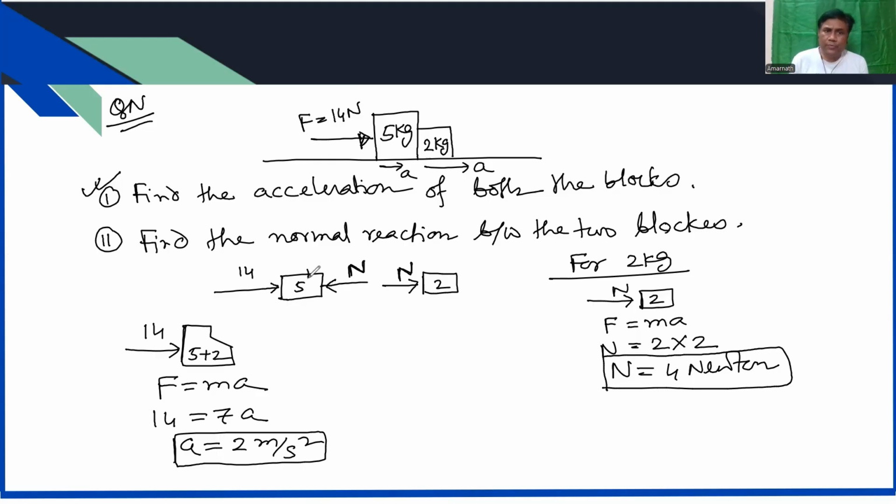Similarly, if you do it for 5 kg, you are going to get the same answer only, okay? But for confirmation only you can do. Otherwise, you should not do, okay? Achha, in which direction it is accelerating?